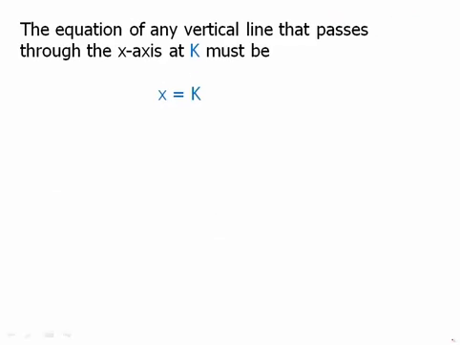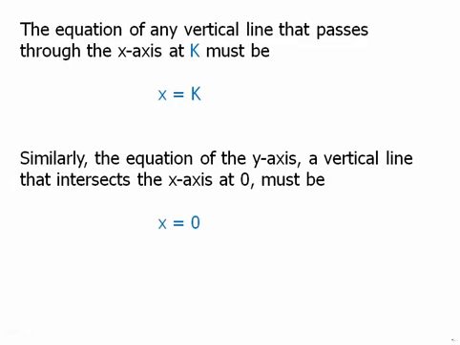The equation of any vertical line that passes through the x-axis at k must be x equals k. Similarly, the equation of the y-axis, a vertical line that intersects the x-axis at 0, must be x equals 0. So the equation of the x-axis is y equals 0. The equation of the y-axis is x equals 0.